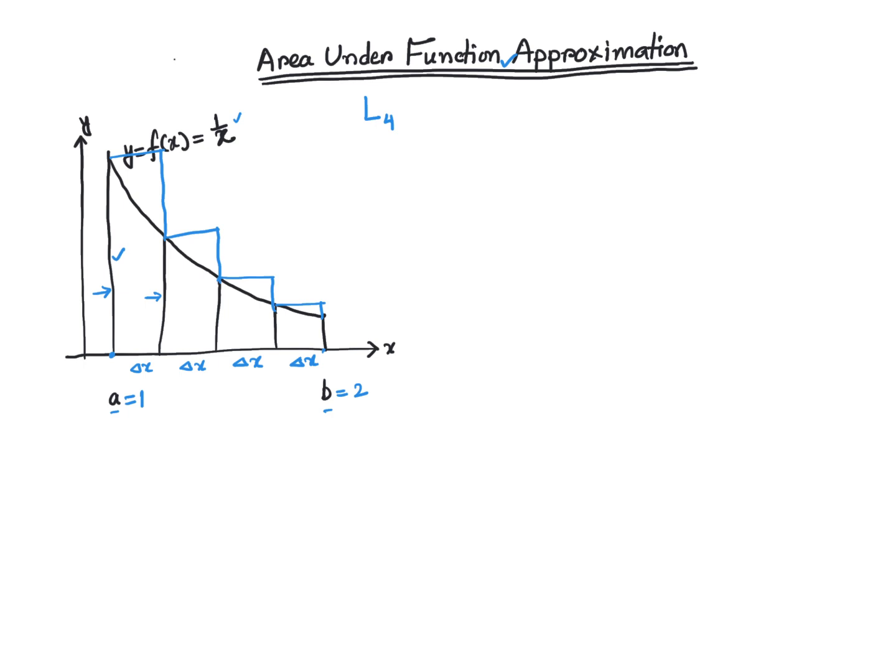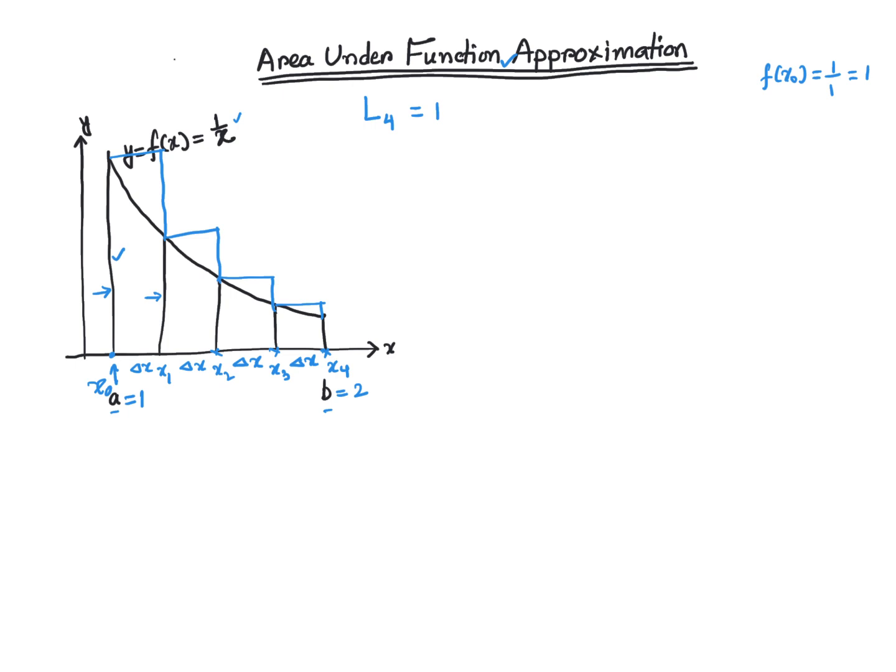The area of the first rectangle is going to be width, which is delta x, times height. The height is going to be the value right here. Let's call this x sub 0. This is x sub 0, this is x sub 1, this point is x sub 2, this is x sub 3, and this is x sub 4. The height is going to be f of x sub 0, which is nothing but 1 over 1, which is just 1.